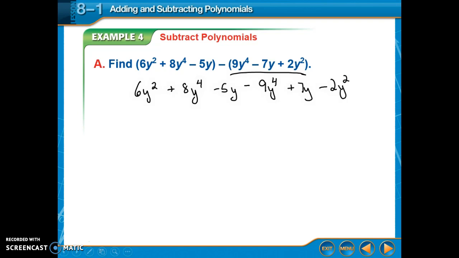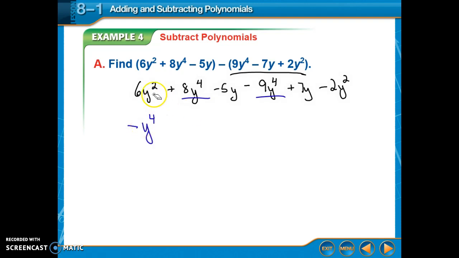Once I've done that, now I can go through and combine. So always be careful with negatives. So starting with the highest power, I have 8y to the fourth and negative 9y to the fourth. So that's going to make a total of negative y to the fourth.